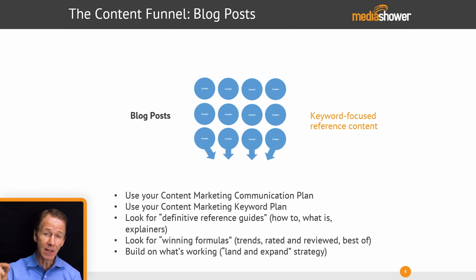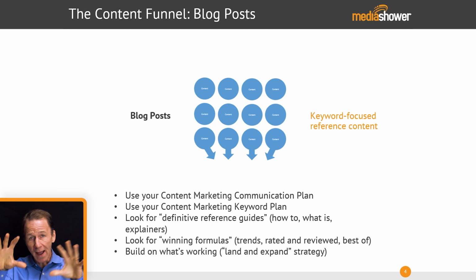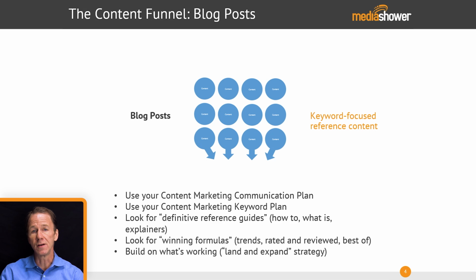And most importantly, build on what's working. If you already have a blog, most likely a few blog posts are going to be your real performers. They're going to be the ones that are driving the most traffic. So find ways to build content off of those. We call it land and expand. For example, on Media Shower, we have a top-rated blog post on top content marketing companies. We're on Google page 1 for that blog post. So we're constantly building new content around that topic, linking to it from that post, which adds more value to our visitors and it gets more people in our funnel.